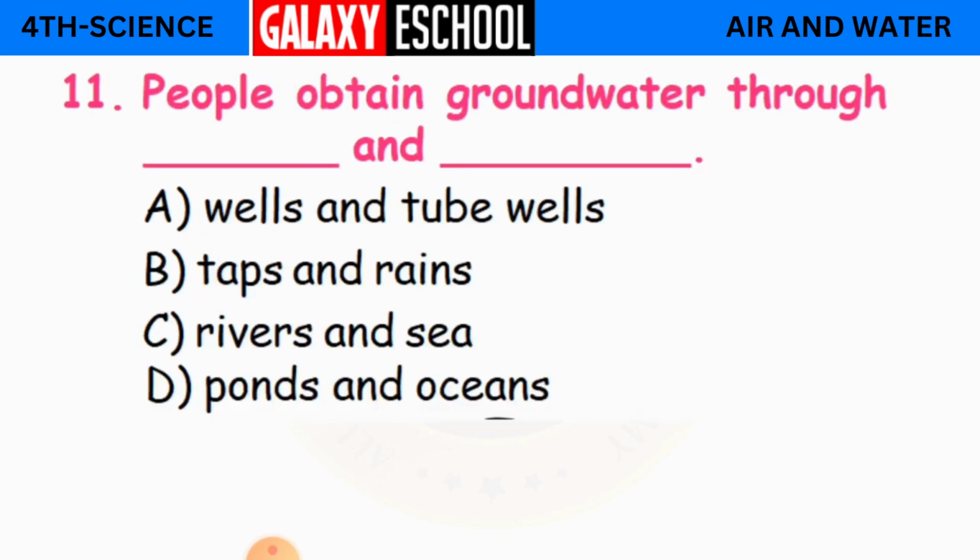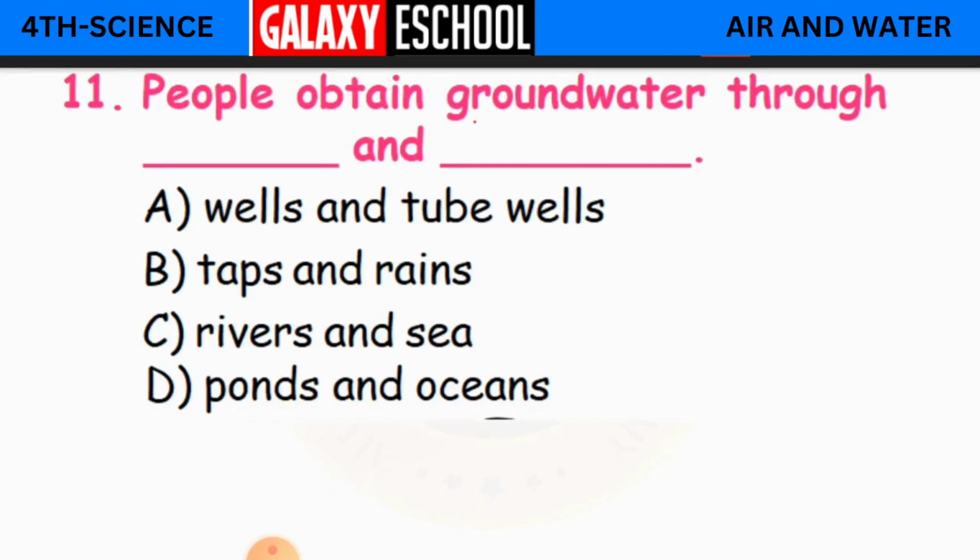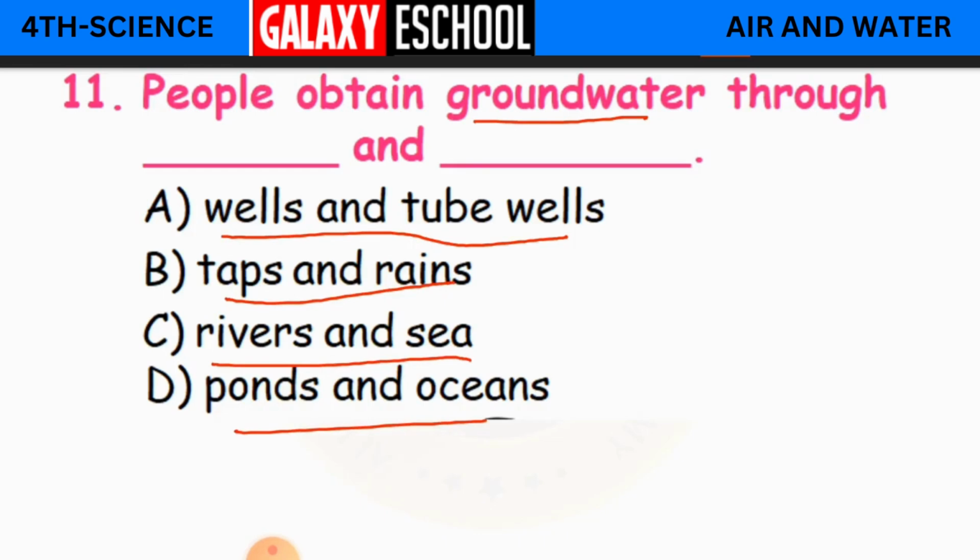11th question. People obtain groundwater through dash and dash. So how do we get groundwater? Options are wells and tube wells, taps and drains, rivers and sea, ponds and oceans. How do we get it, children? Yes, the answer is A, that is wells and tube wells. So we are going to get groundwater through wells and tube wells.